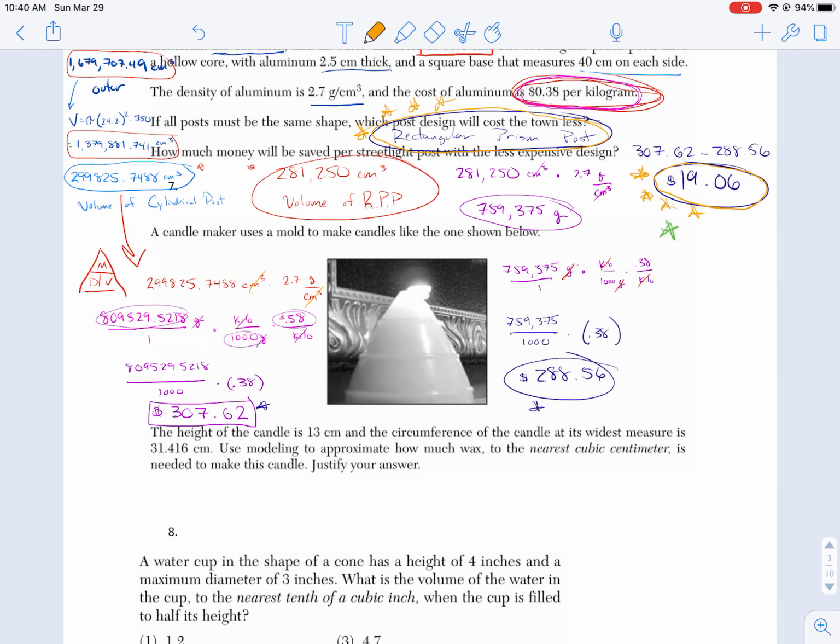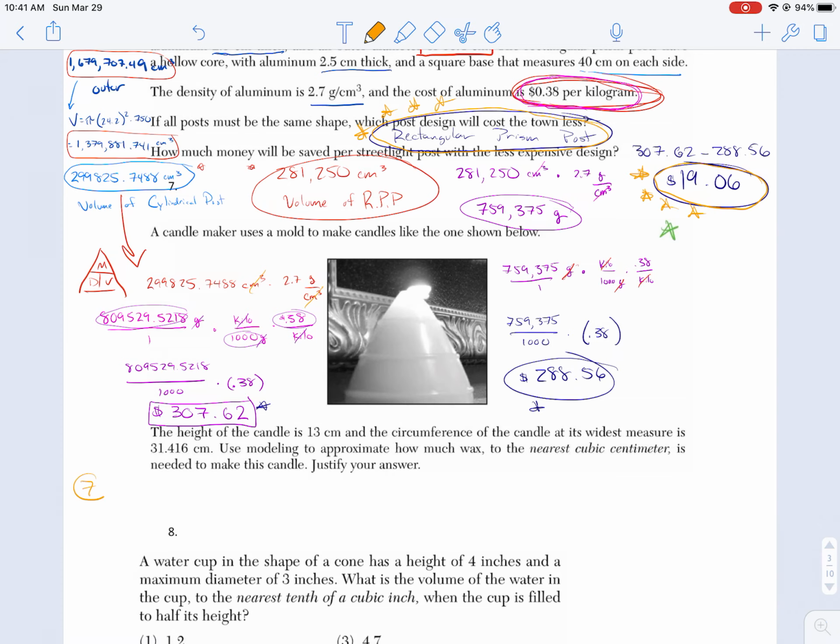Okay? All right. Let's go to the next one here. It says the height of a candle is 13 centimeters, and the circumference of the candle at its widest measure is 31.416. Use modeling to approximate how much wax, to the nearest cubic centimeter, is needed to make this candle. Justify your answer. Okay, so this is number 7.